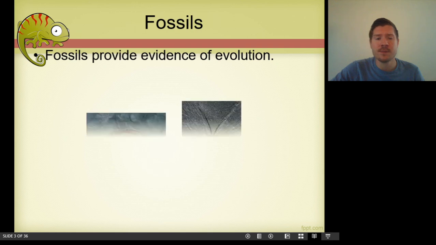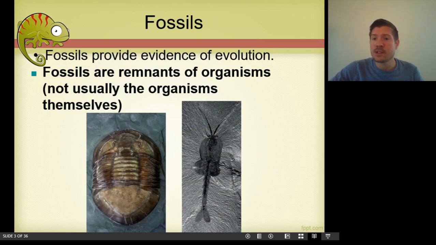Starting off with fossils. Fossils are remnants of organisms. Usually it's not their bodies. For example, we might sometimes find bones or teeth or actual body parts, but often a fossil is an impression of an organism's body left behind in rock or some other medium. So, for example, here we have a trilobite fossil. These were marine arthropods that lived for hundreds of millions of years but are now extinct, and we know about them exclusively through the many fossils they left behind.